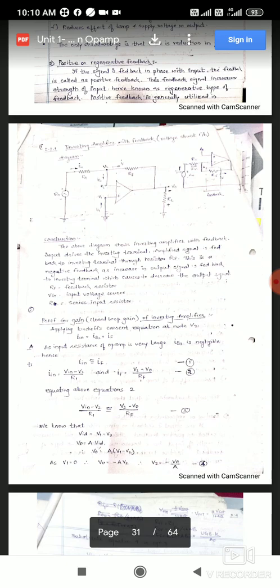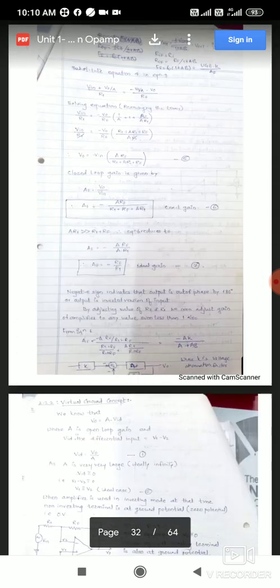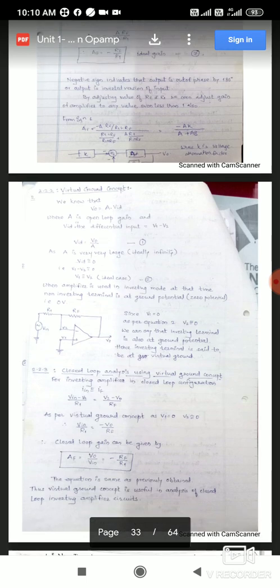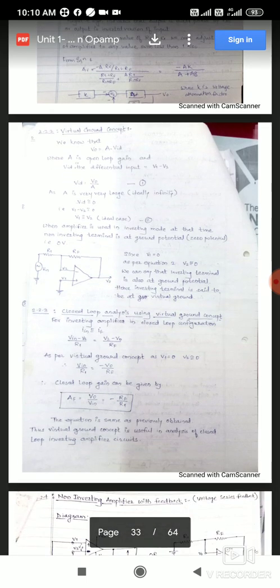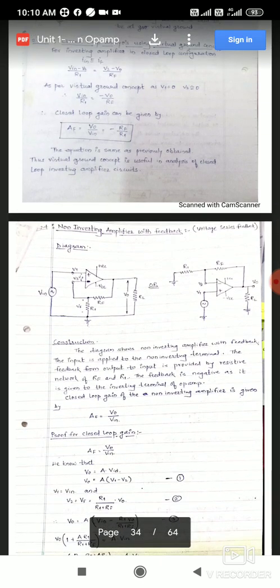By using the virtual ground concept, the derivation becomes very easy. Within 3 to 4 steps we can derive the expression of AF. That part we completed in the last lecture. The important parts of the last lecture were the virtual ground concept and the inverting amplifier. Okay, so now we can start the next part from today.